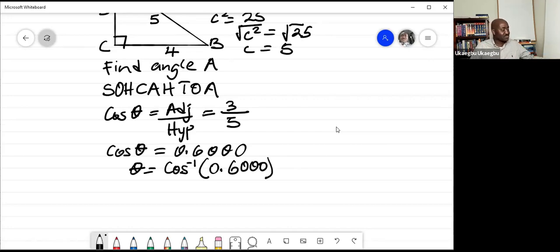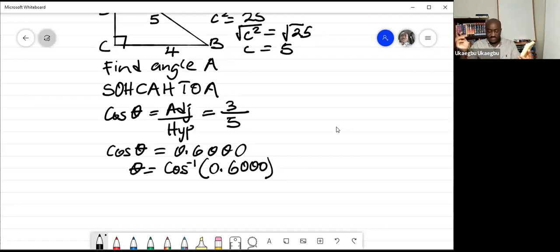So now, how do you get the cos inverse in your calculator? I don't know if you can see my calculator. One way you can get it is, if you look at the layout of your calculator, there's a key that says cos. If you look on top of it, there is a cos inverse. So to get the cos inverse, you press the second function, then cos inverse, then enter the number 0.6, close the parentheses, and hit enter.